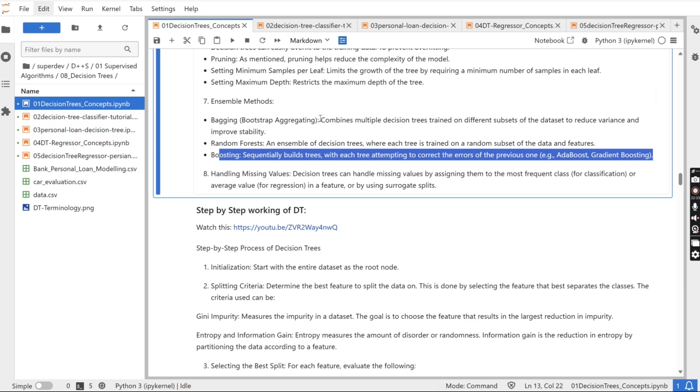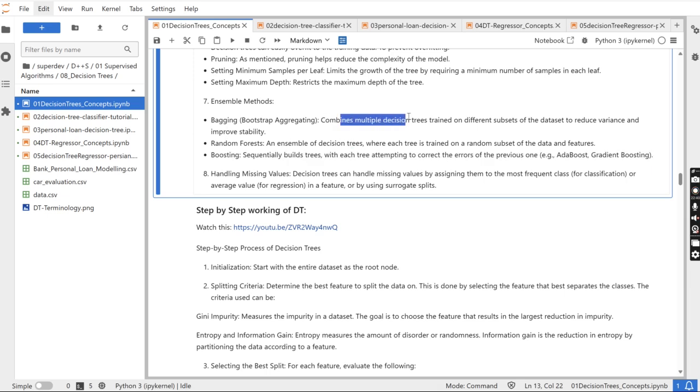In bagging, random forest is a good example. It combines multiple decision trees, trains on different subsets, and the idea is to reduce the variance and improve the stability. So that is what bagging means. Bootstrap and aggregating, if you learn the meaning of these two, you will understand what bagging means. Aggregating means you will aggregate the results in the end.